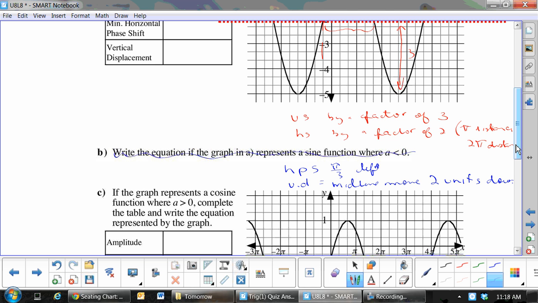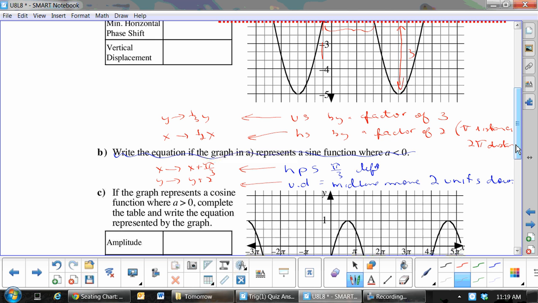Now the next thing I need to do is change this to replacements. So vertical stretch by a factor of 3 would be y goes to 1/3 y. Horizontal stretch by a factor of 2 would be x goes to half x. Okay, horizontal phase shift, pi over 3 left: x goes to x plus pi over 3. Vertical displacement, y goes to y plus 2.